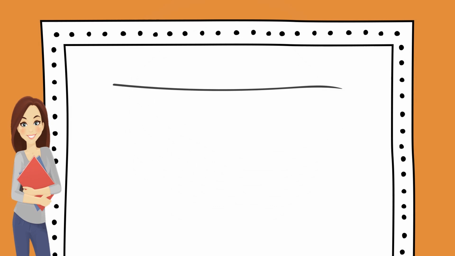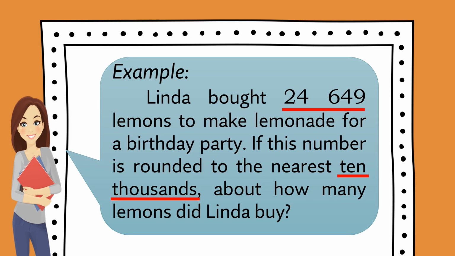Here is another example. Linda bought 24,649 lemons to make lemonade for a birthday party. If this number is rounded to the nearest 10,000s, about how many lemons did Linda buy? So, about how many ulit tayo? So, magra-round off tayo. But take note, malaki na ang ating hahanapin, which is 10,000s. So, what are we going to do?